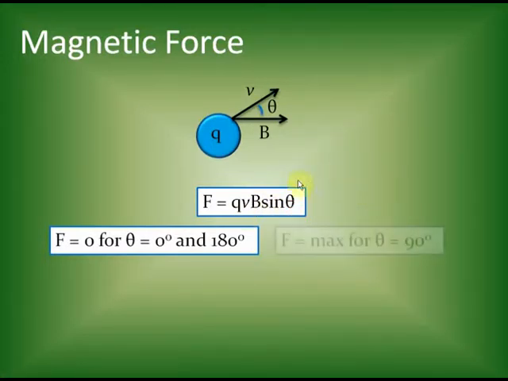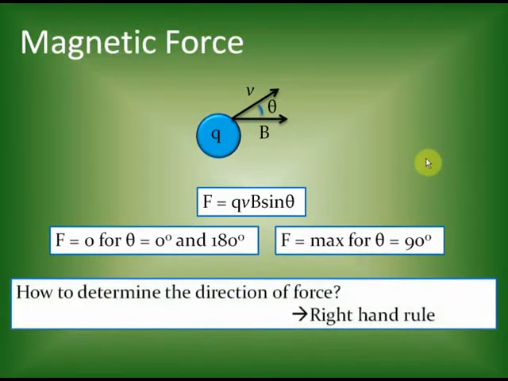On the other hand, the value of the magnetic force will be maximum when theta, the angle between the velocity vector and the magnetic field vector, is 90 degrees. That is also obvious because clearly the value of sine theta is maximum when theta is 90 degrees. So in that case the magnetic force will be QVB, isn't it? So these are some points that you have to remember.